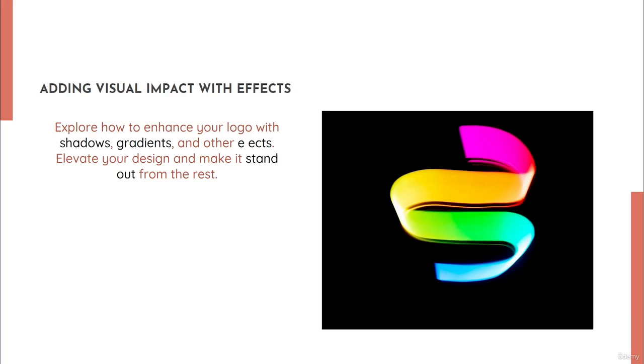The next option is adding visual impact with effects. If you have a particular logo, you need to explore how you can enhance its beauty. To enhance it, you can add a shadow, and you need to understand at what angle you want to put the shadow, how much, and what kind of shadow you are going to put. We will also be learning about working with different gradient colors. In many cases we need to work with gradient colors and other effects which will elevate your design and make it stand out from the rest.